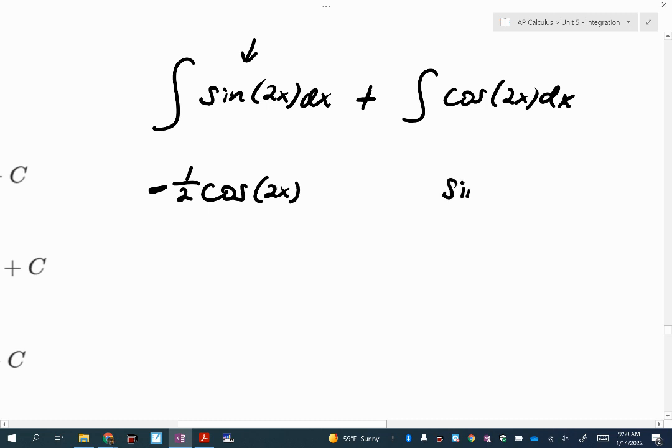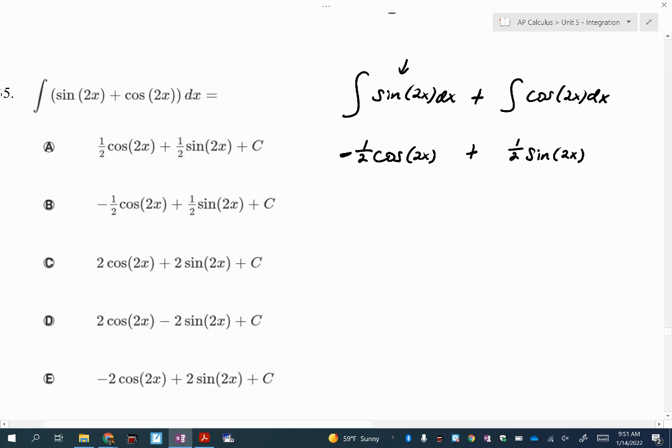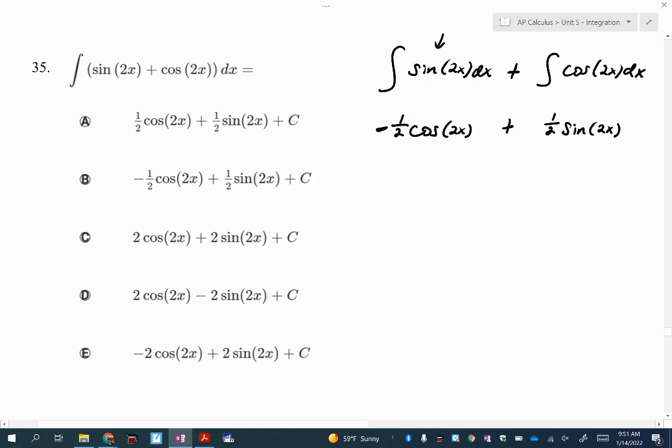Second part would be, we know we have the sine of 2x to get me cosine of 2x, but you notice there's no 2 in front, right? You have to do the chain rule. The derivative of 2x is 2. So again, like before, I'm putting that 1/2 in front. So this is going to be my answer, obviously, with a plus c. So I'm looking for negative 1/2 cosine of 2x plus 1/2 sine of 2x, which is B.